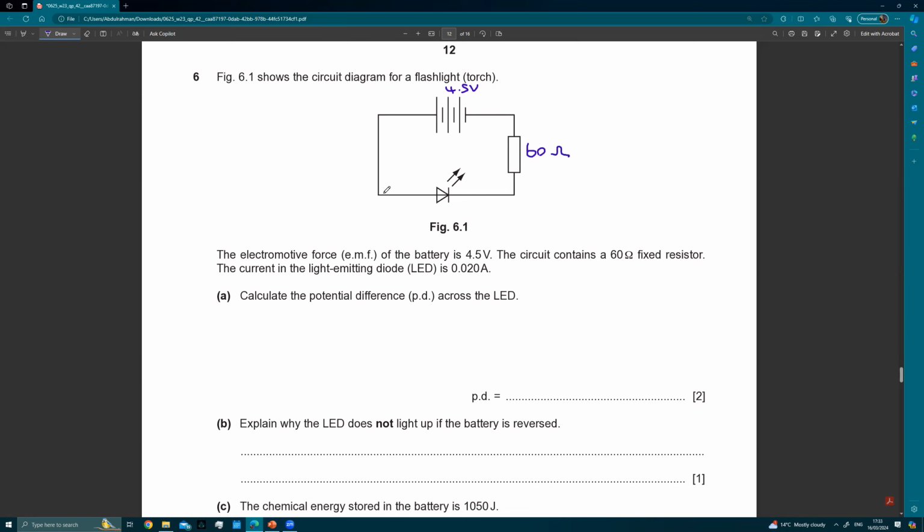And the current in the LED, so if I were to connect the ammeter next to it, the current in the series circuit is 0.02. That would be the same as the current everywhere else on the circuit because the current is the same in series.